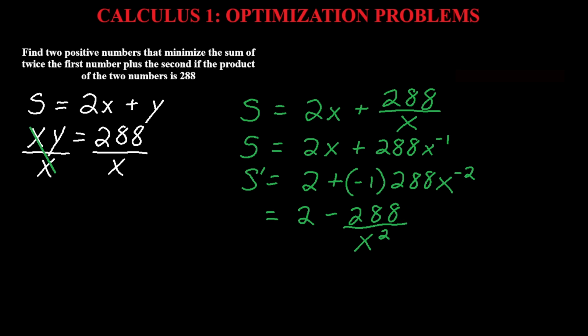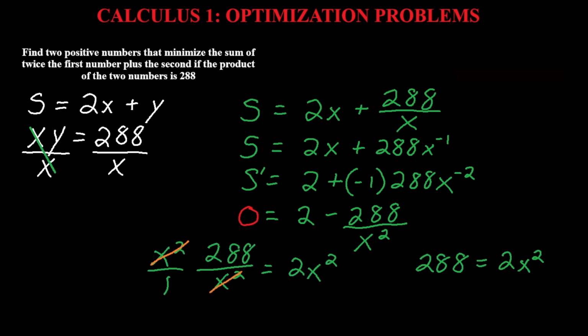Setting the derivative here equal to 0 and solving this first derivative for the critical numbers gives us, and finally taking the square root of both sides gives us x equals the critical numbers are positive and negative 12. Since the original question says that the numbers must be positive, we'll eliminate the negative solution.